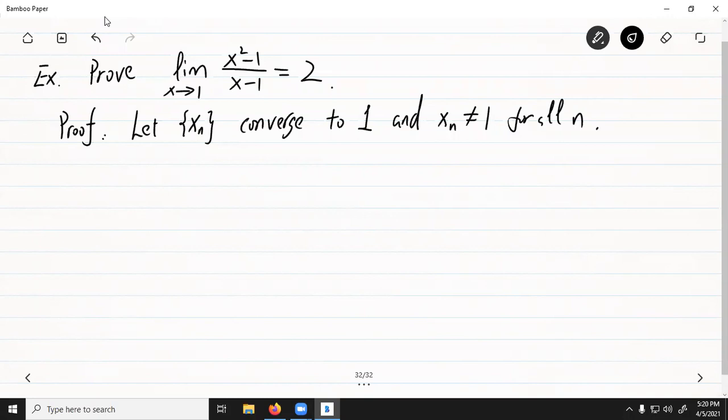Then we consider f of xn. f of xn is equal to this f of x, which is just replacing x with xn. Right? So this is f of xn.